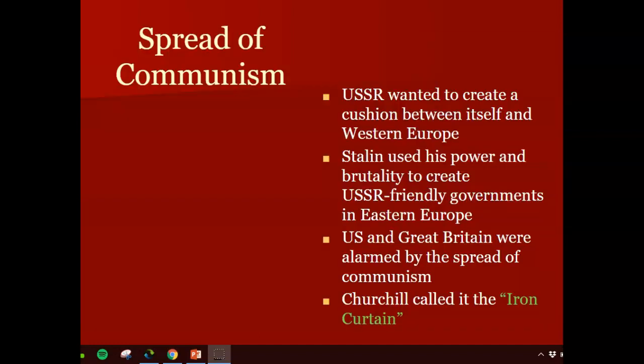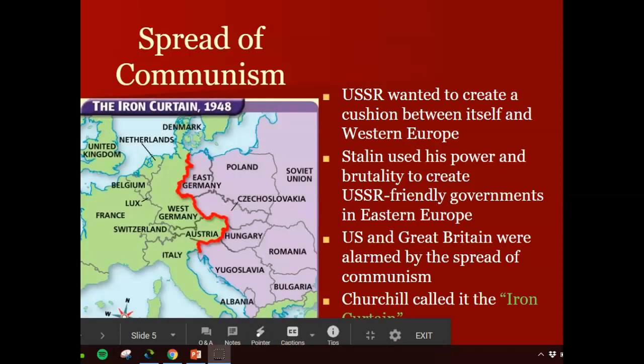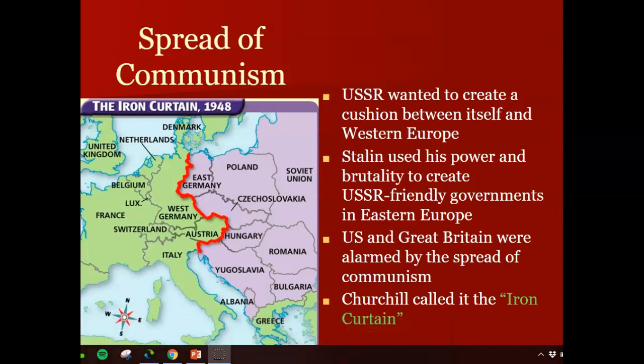Well, communism seeks to spread, just like capitalism, I suppose, seeks to spread. And the USSR wanted to create a cushion between itself and Western Europe. Russia or the Soviet Union had been invaded twice by the Germans in the 20th century, and they didn't want that to happen again. Terrible things had happened. 20 million Russians had died during the Nazi attack on the Soviet Union. So they wanted to create a cushion.